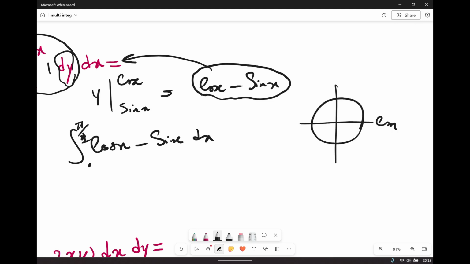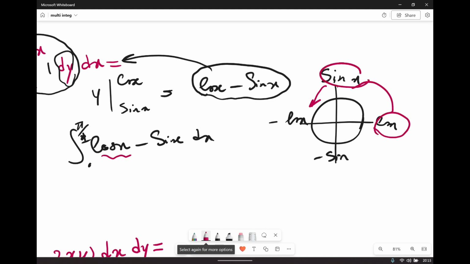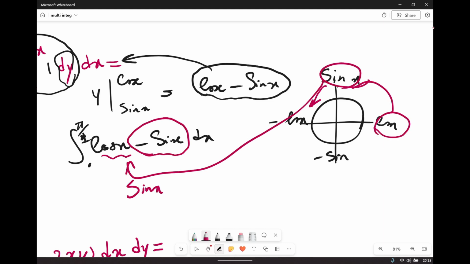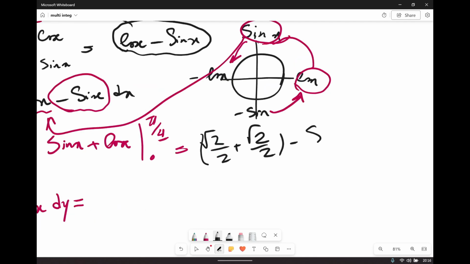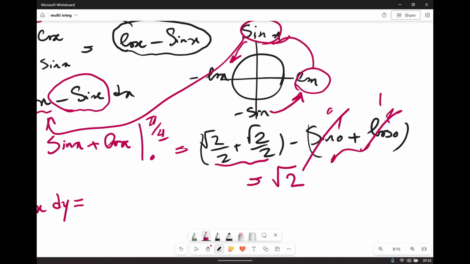You know, that is cosine, that is sine x, minus cosine, and minus sine x. If you're going to calculate integration, you must go counterclockwise. Therefore, the integration of cosine is sine, and the integration of minus sine is cosine x, so sine x plus cosine x. Right now, between 0 and pi over 4, it is radical 2 over 2 plus radical 2 over 2 minus sine 0 plus cosine 0. Sine 0 is absolutely 0, but cosine 0 is 1. This part is radical 2 and this part is 1. The answer is radical 2 minus 1.